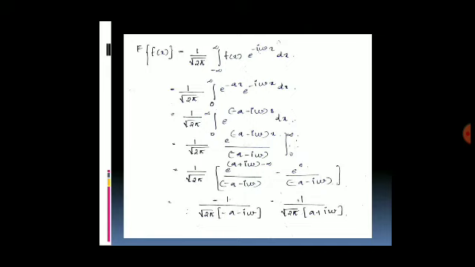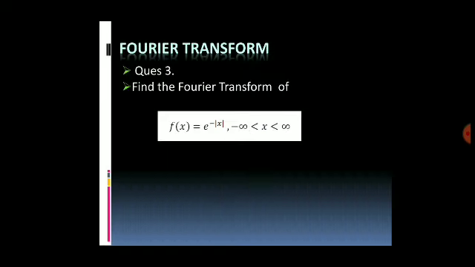So when you apply those results, we will get the final answer as 1 by root of 2 pi times (a plus i omega). That is the Fourier transform for your given function. Is it clear? Okay. So we will move on to the next problem.